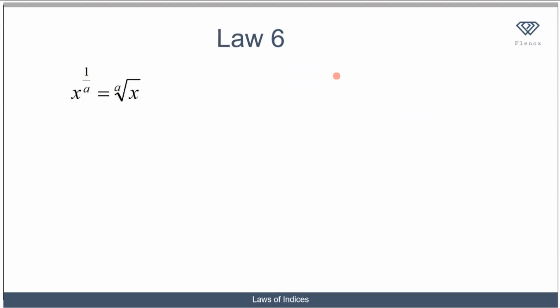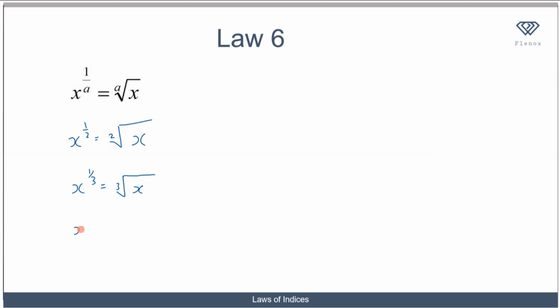Now onto the next law. This law tells us that if we have x to the power of a reciprocal, that is equal to the root of x, where the root is given by the reciprocal of that exponent. So what does this mean? In essence, for example, if I give you x raised to the power 1 over 2, then you know that this is the square root, and you take the exponent 2 and you have x. So x raised to the power half is the same thing as the square root of x. In that regard, x raised to the power 1 over 3 will be equal to what? The cube root, in this case, of x.